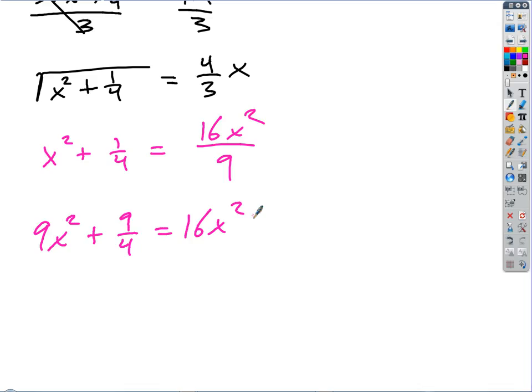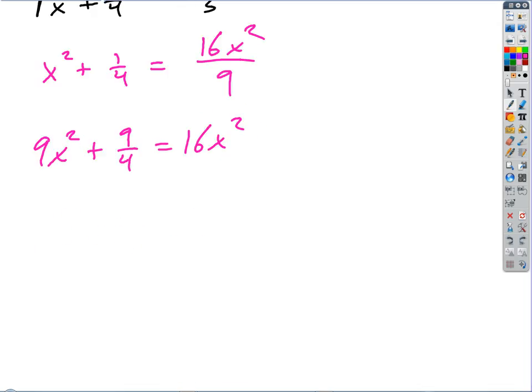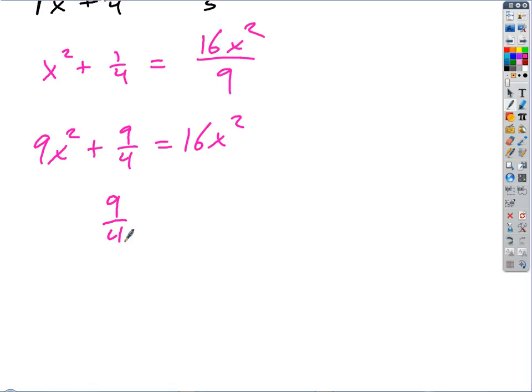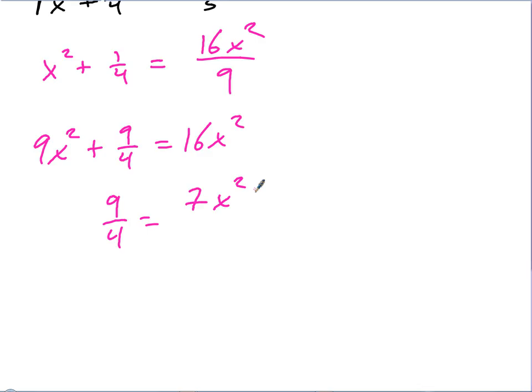Now to solve for x, what do I do? 7x squared. Yeah, that makes sense. I'll subtract 9x squared. 9/4 equals... No, sorry, 7x squared. What am I doing? My goodness, it's early. Equals 7x squared. Divide by 7, so 9/28. Does that make sense?